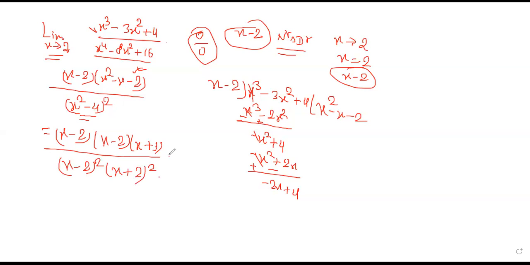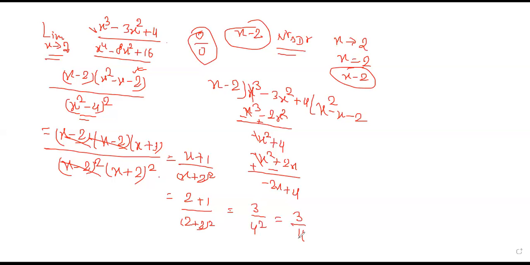Can you tell me any problem up to this point? No. Now you can cancel which part? x minus 2 whole square. So it will be x plus 1 upon x plus 2 whole square. Now you can put x is equal to 2. It means 2 plus 1 divided by 2 plus 2 whole square. So it will be equal to 3 by 4 square, which is 3 by 16. Any problem? Write down first.